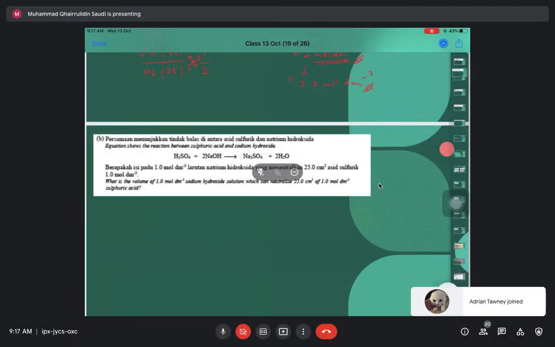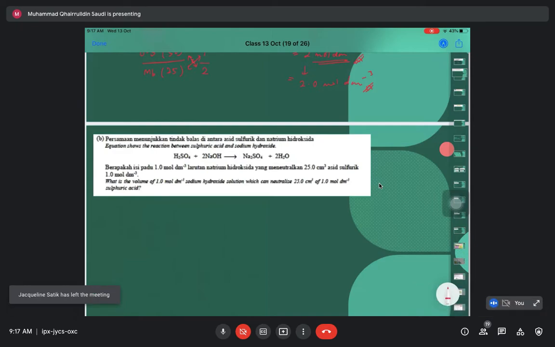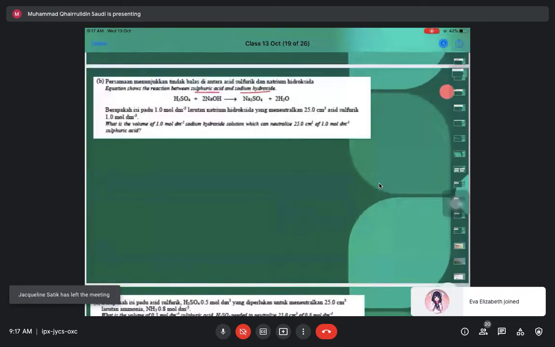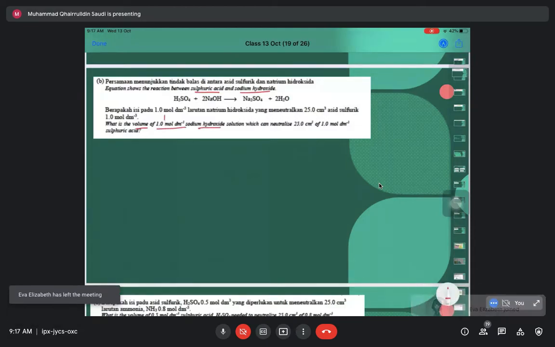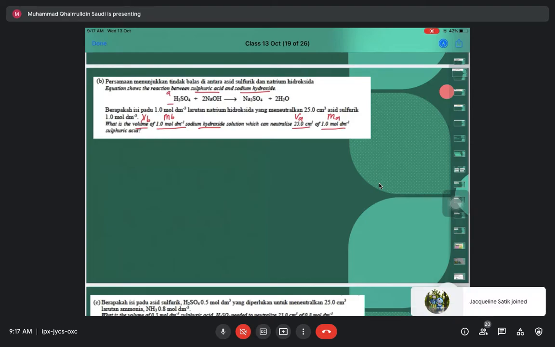So next one is B. Equation shows the reaction between sulfuric acid and sodium hydroxide. What is the volume of 1.0 mole per dm cube sodium hydroxide, MB, which can neutralize 25 centimeter cube VA of 1.0 mole per dm cube sulfuric acid, molarity acid. So the question wants the volume of alkali. This is our A, this is our B.